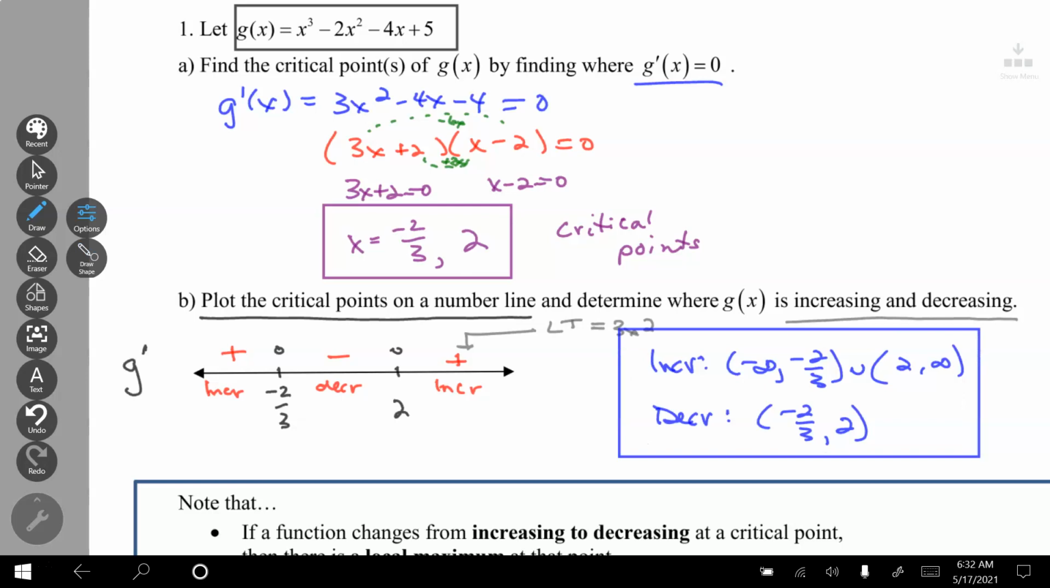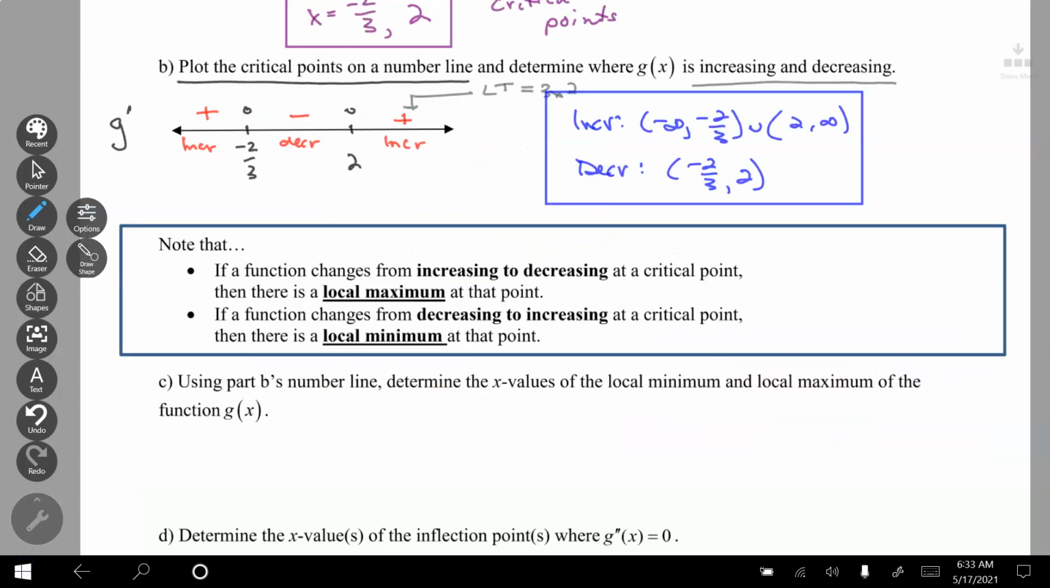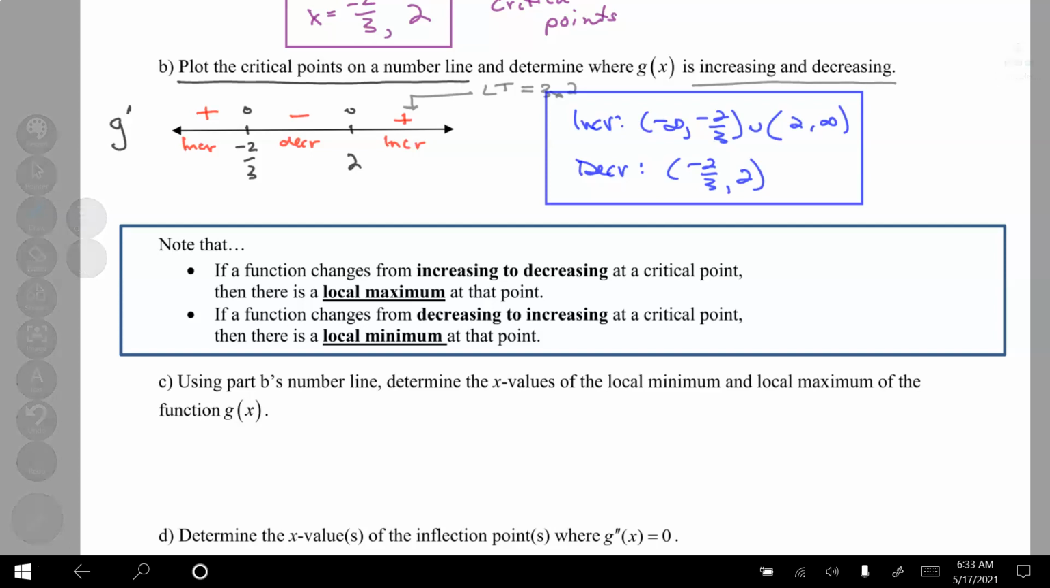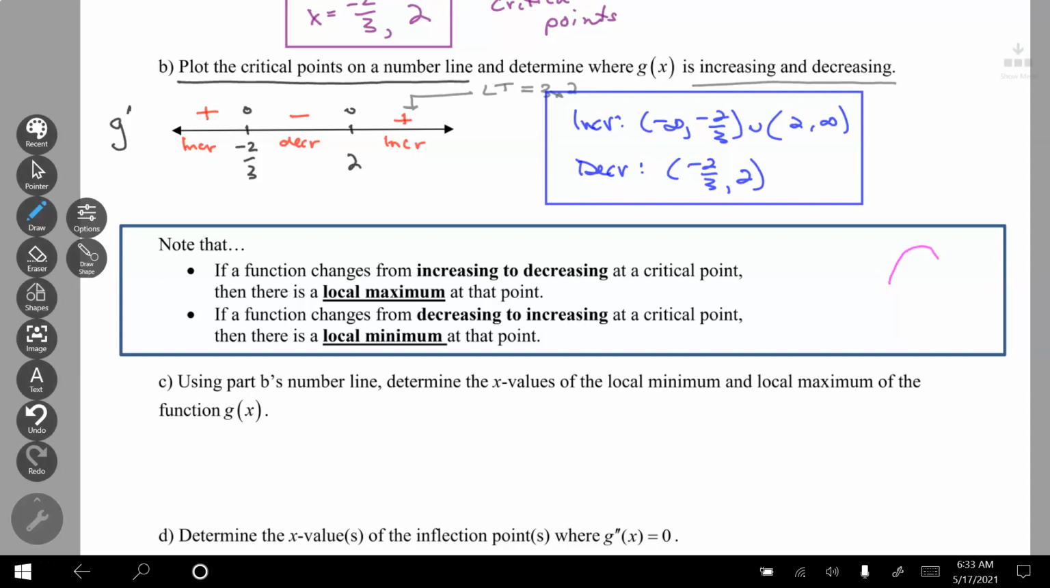Okay, so I don't even have to look at a graph. I know where things are increasing and decreasing. So now I have to figure out where I have local mins and maxes, if I do have local mins and maxes. Well, if you have a local max, that is because you're going from an increasing function to a decreasing function. So a graph that looks like this would have a local max.